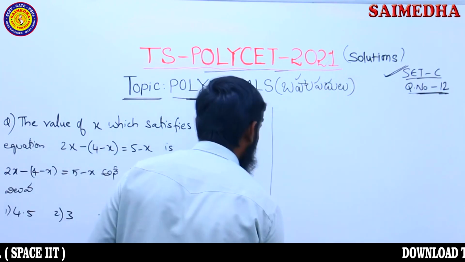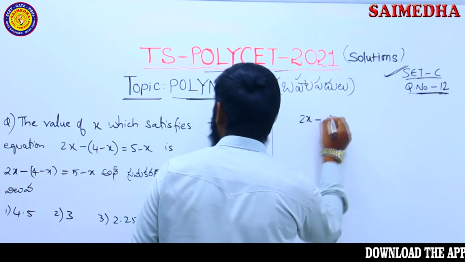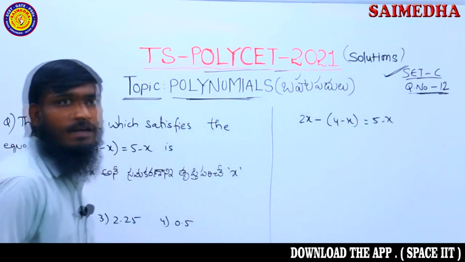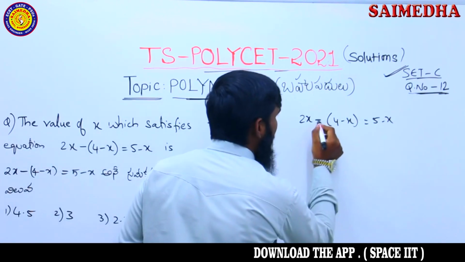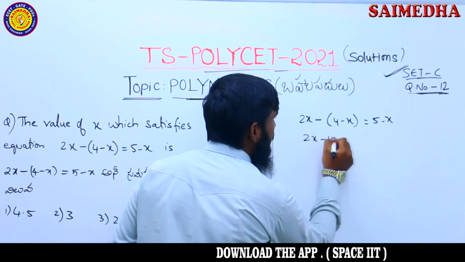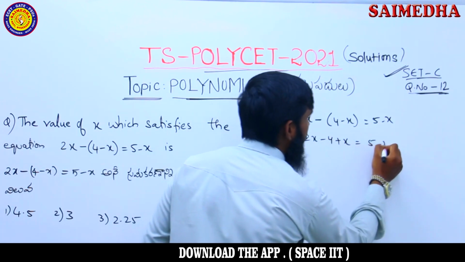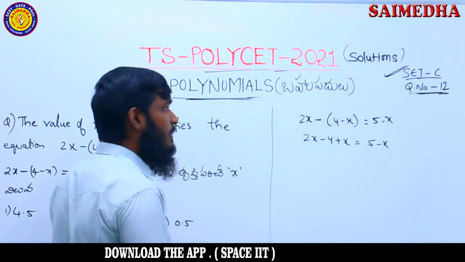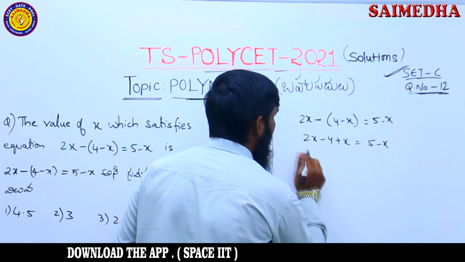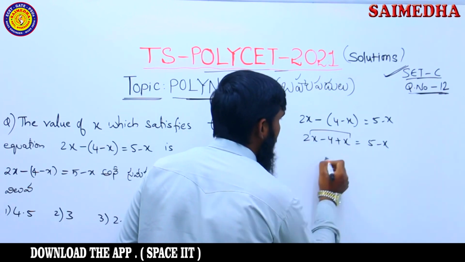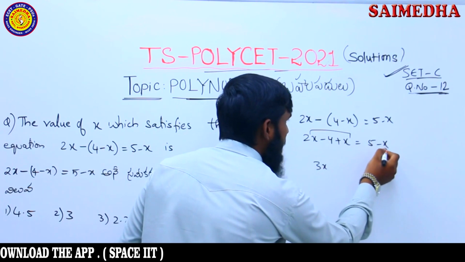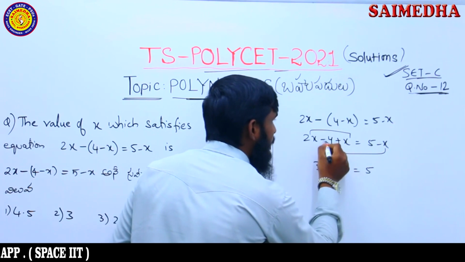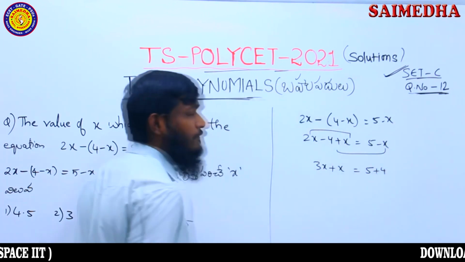So what we have to do over here? Let us write 2x minus 4 minus x equals 5 minus x. Let us simplify this one. When we multiply this minus sign, this will be 2x minus 4 plus x equals 5 minus x. Now we bring the like terms to one side: 2x plus x is 3x, and bringing this minus x over gives plus x, equals 5, and sending minus 4 to the other side we write it as plus 4.